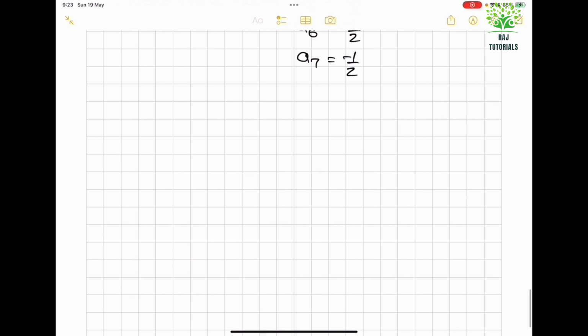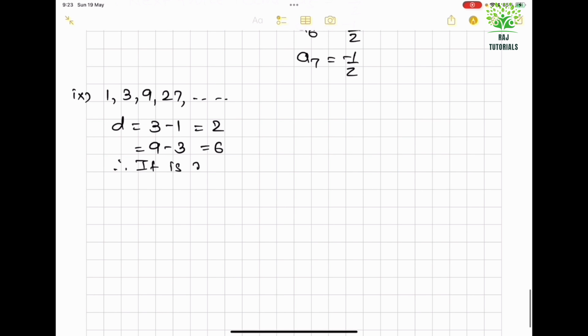Then the ninth one: 1, 3, 9, 27, and so on. So d equals 3 minus 1, that is 2. 9 minus 3, that is 6. So therefore it is not an AP, as d is not equal.